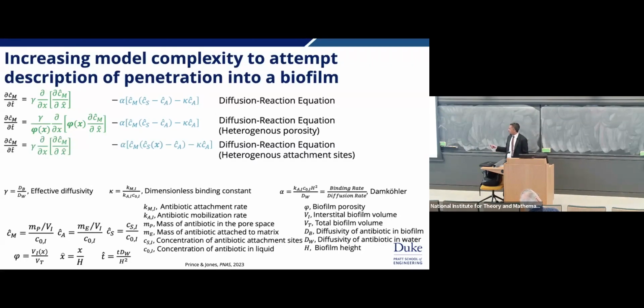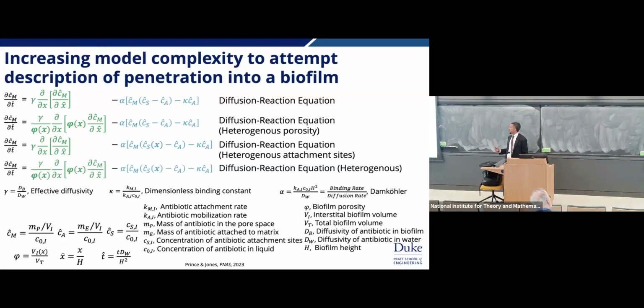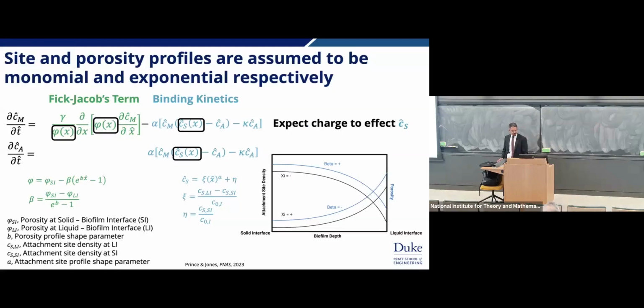What if we add in heterogeneous attachment sites and then combine both the heterogeneous attachment sites as well as the heterogeneous porosity, and try to test all four of those models to determine whether or not we can get a model that predicts the penetration of both ciprofloxacin and tobramycin into a Pseudomonas aeruginosa biofilm?